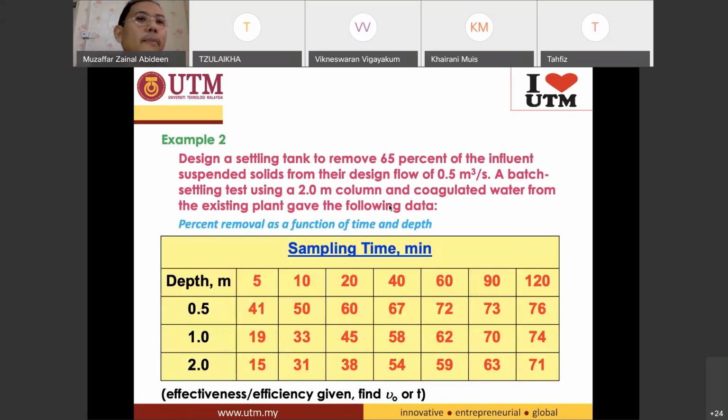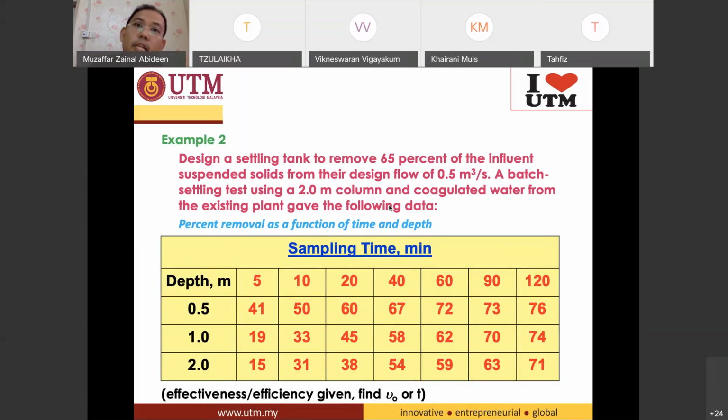Now we go to the second part, the second kind of questions. In the first part, if you remember, the V naught is given, so we wanted to find out the percentage of removal. Let's say as a civil engineer, you were asked by your boss to design a tank that has a V naught of 27 meters per hour, for instance. So what would be the removal?